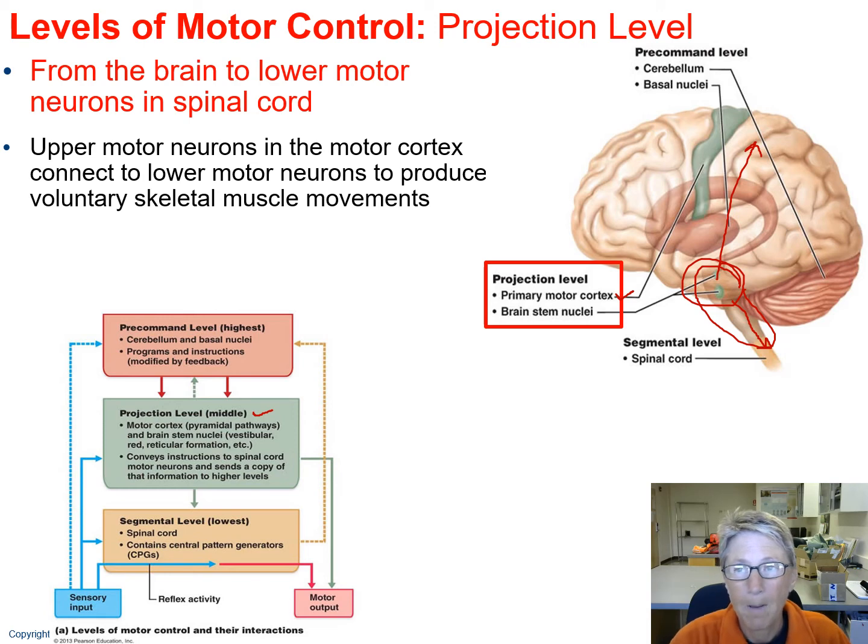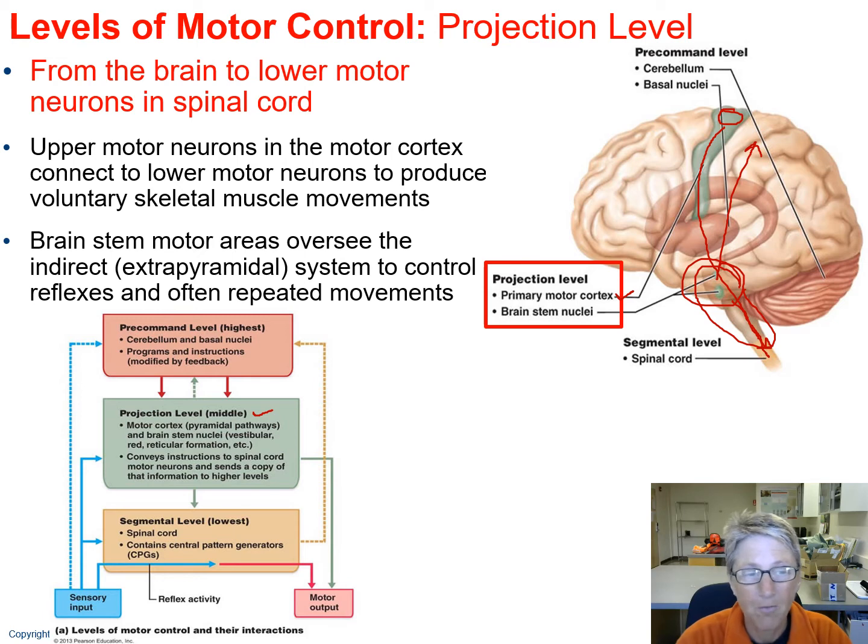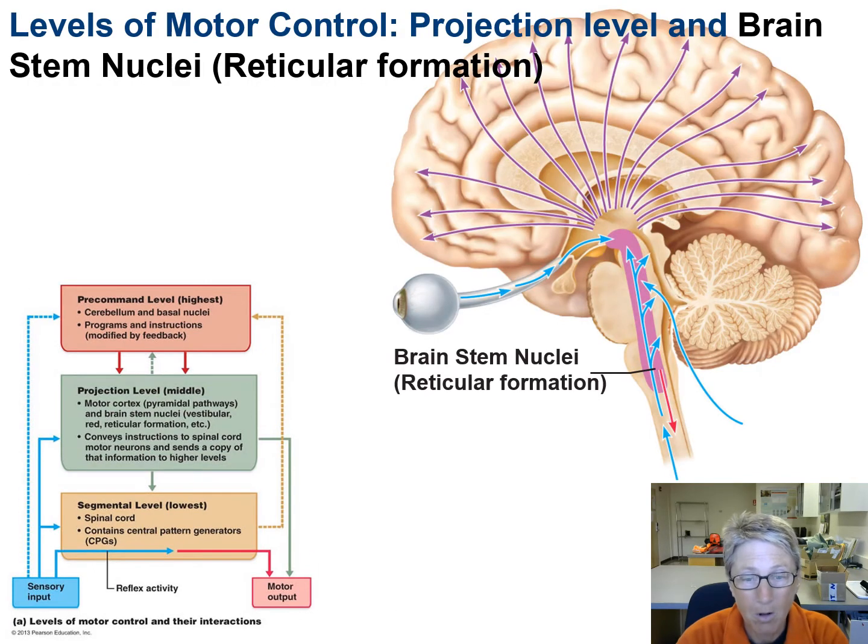So remember, there in the motor cortex, there's upper motor neurons, and they travel down to the brainstem and to the spinal cord and connect with lower motor neurons, and then the lower motor neurons go out to the effectors. So for example, your skeletal muscle. These brainstem motor areas, so again, here's the brainstem, sort of oversee the extrapyramidal system to control the reflexes and movements that you repeat often.